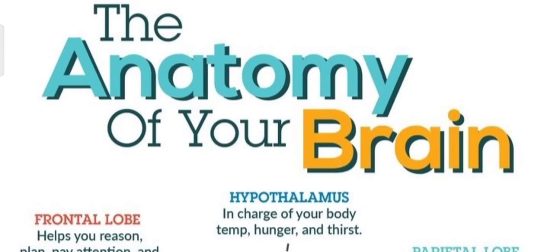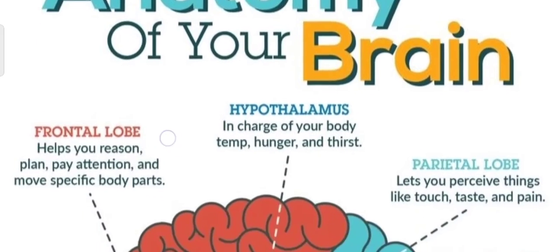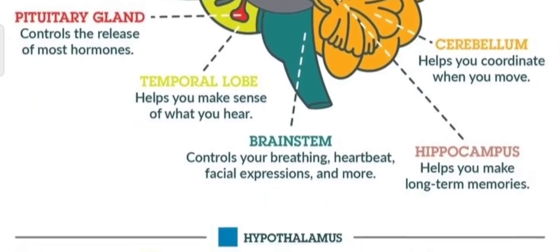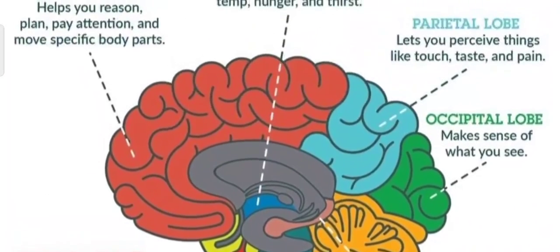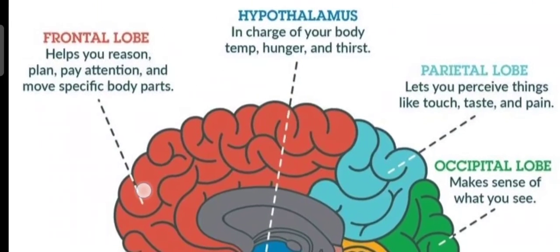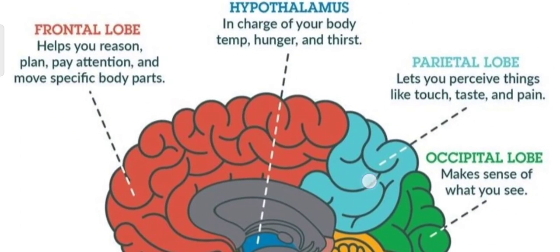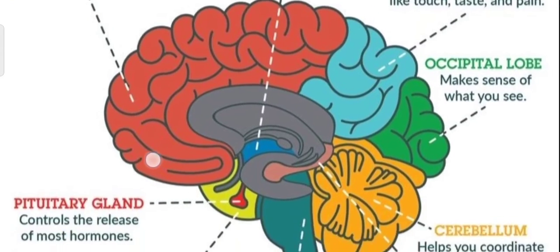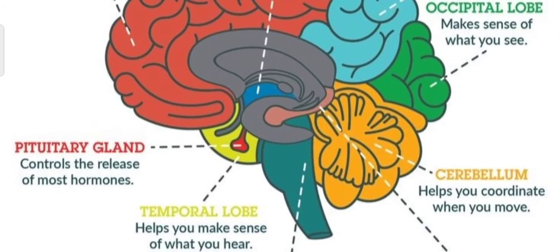Today we are going to learn about the anatomy of our brain. So we have a picture of the brain here. You will see in the red color, it is the frontal lobe; light blue color, parietal lobe; green color, occipital lobe; yellow color, cerebellum behind. The frontal lobe is in front.